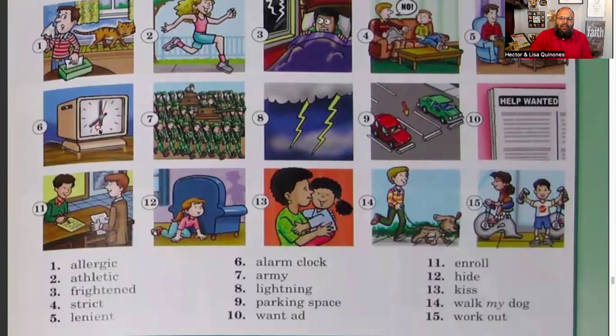Please repeat the vocabulary after me. Number 1, allergic, athletic, frightened, strict, lenient, alarm clock, army, lightning, parking space, want ad, enroll, hide, kiss, walk my dog, work out.